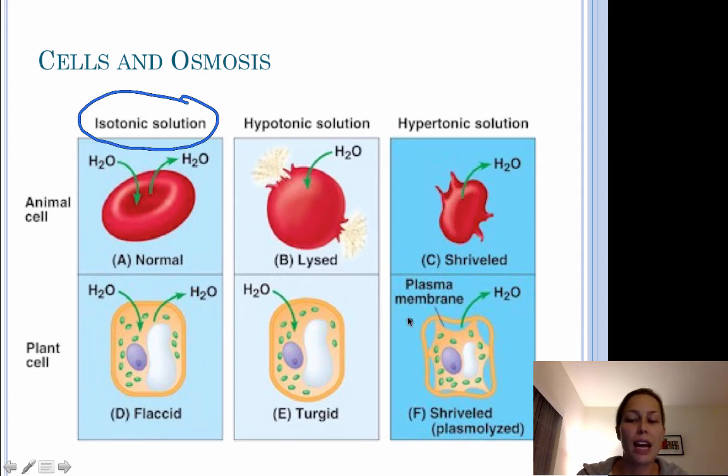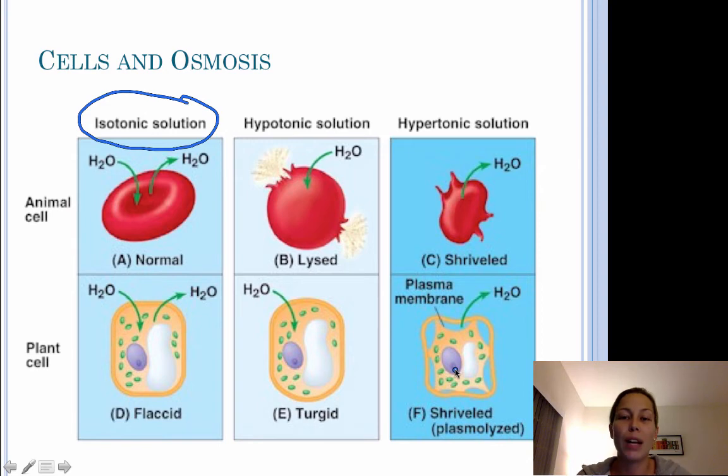With a plant cell, we see that again, water is going to move across the membrane and across the cell wall out into the environment, because there's more water inside the cell than in the environment in a hypertonic solution. But again, what's going to happen here is that plasma membrane or the cell is going to actually shrivel, but the cell wall is going to stay in place because the cell wall provides structure and rigidity for plants.